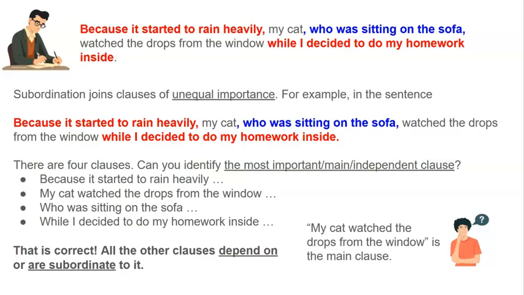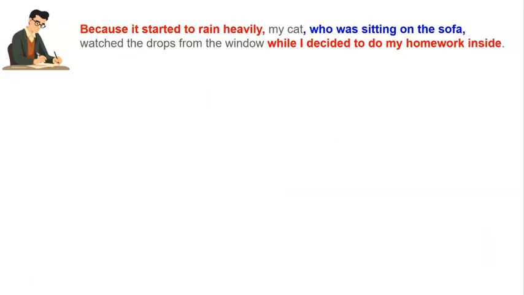So Ben analyzes this question and he answers, my cat watched the drops from the window is the main clause. The writer says, that is correct. All the other clauses depend on or are subordinate to it. And that's what we will see with more detail now.